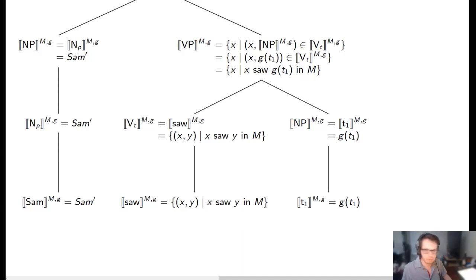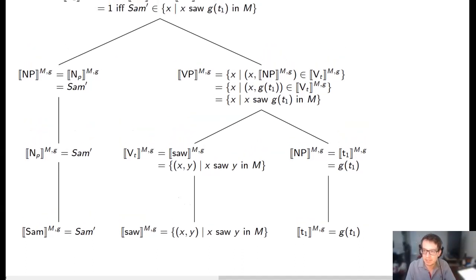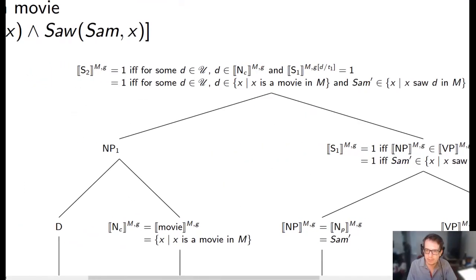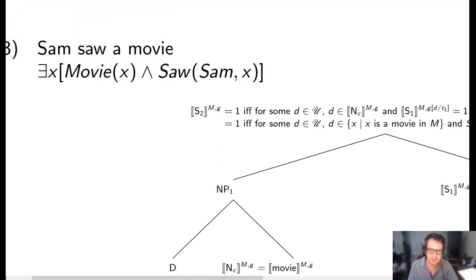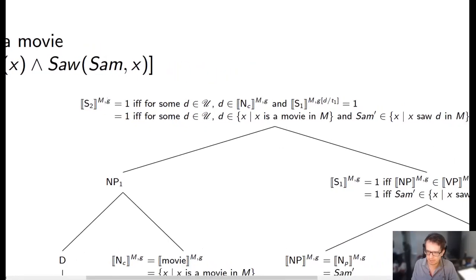Okay, so I should probably say what the sentence is that we're looking at. We're looking at the sentence that we started with at the very beginning of the lecture, which is Sam saw a movie. And this is the one that we drew the syntactic tree for, and we had the translation for. So Sam saw a movie, and in predicate logic, there exists an x such that x is a movie, and Sam saw x. So our predicate logic translation is going to match our truth conditions at the top. And we'll see that in action.